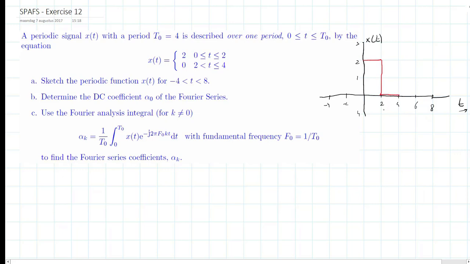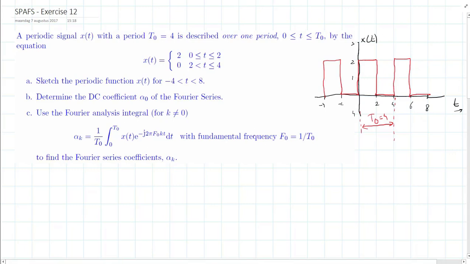Since the signal is periodic and we are given one period, so from 0 to 4 is one period with time T0, which is equal to 4. After this time, this signal simply repeats itself. So from 4 to 8, we would have a similar signal, where the first 2 seconds is of value 2, and the last 2 seconds is of value 0. And the same holds from -4 to 0. However, keep in mind that it has to be low, of course, from -2 to 0 to get this repeating pattern.